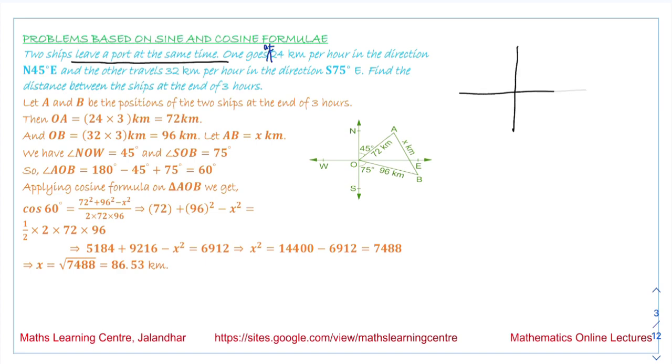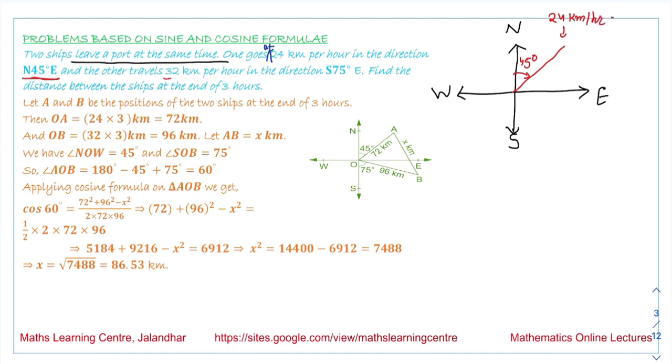These are the directions we are talking about. This is north, south, east and west. Now the first ship goes at the speed of 24 km per hour in the direction of northeast at an angle of 45 degrees. This angle is given to be 45 degrees. And the speed of this ship is given to be 24 km per hour.